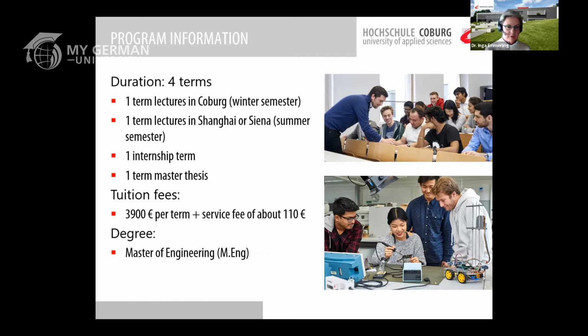Since our program is not consecutive, it means you do not study directly after finishing your bachelor, you need work experience to be able to study our program. Therefore, we have to take tuition fees, and it's 3,900 euros per term, plus a service fee of about 110 euros, which includes a bus ticket for moving around in the whole city of Coburg, and also for nearby cities like Bamberg or Bad Rodach. In the end, you will be awarded with a degree Master of Engineering.